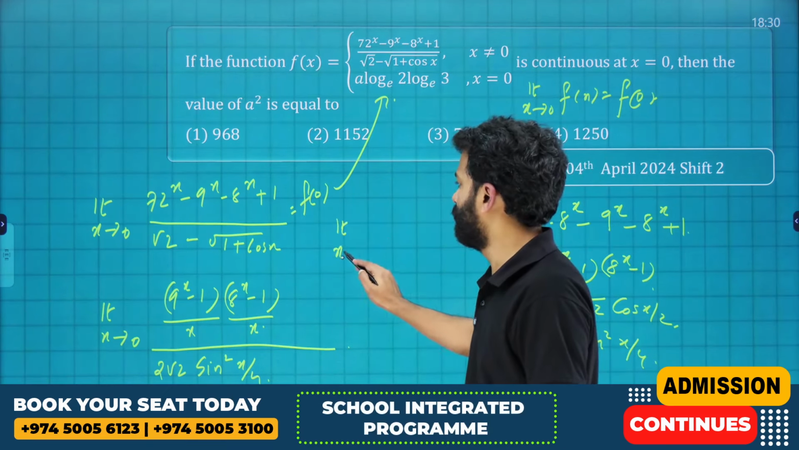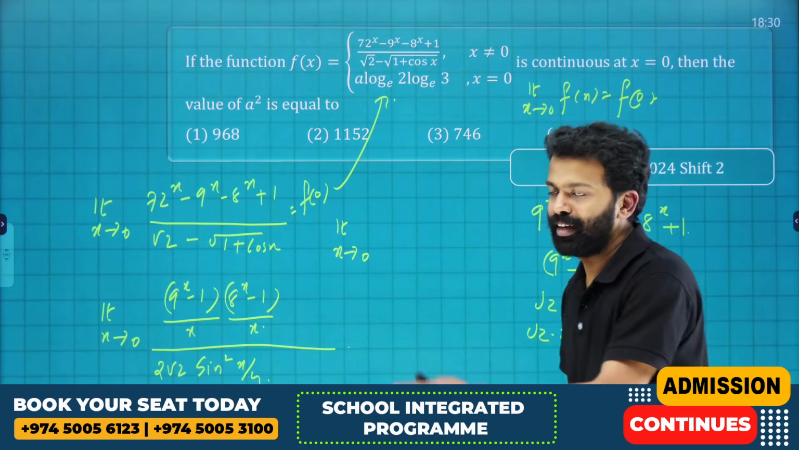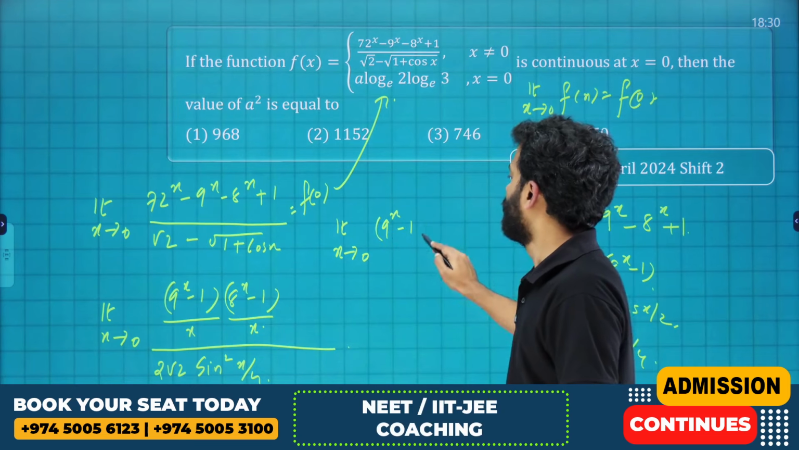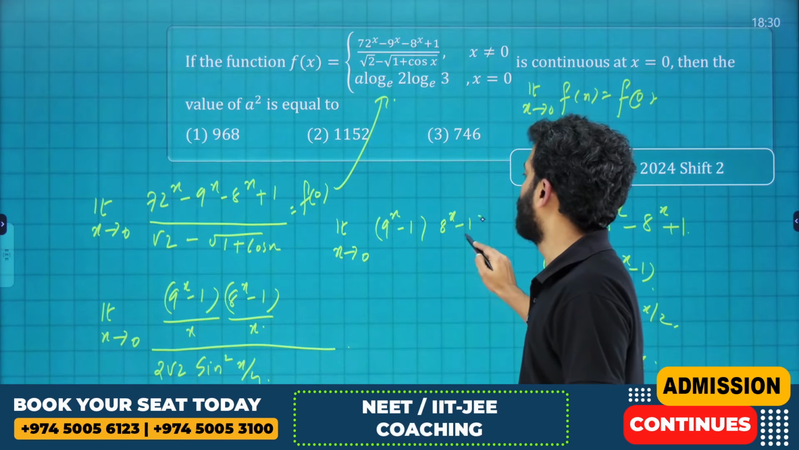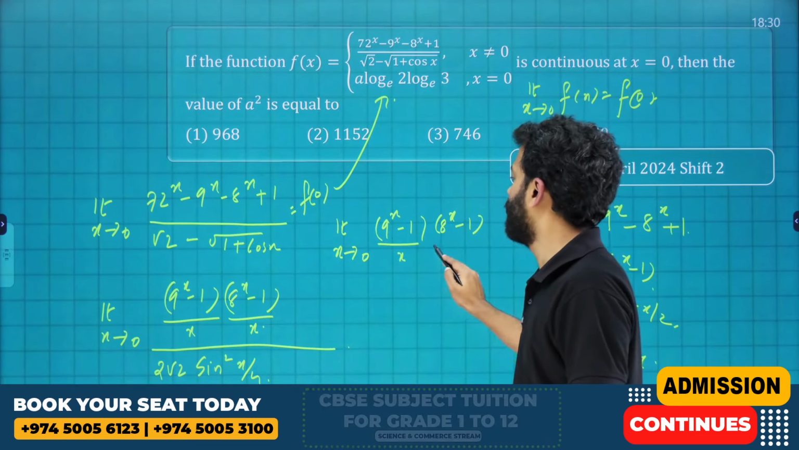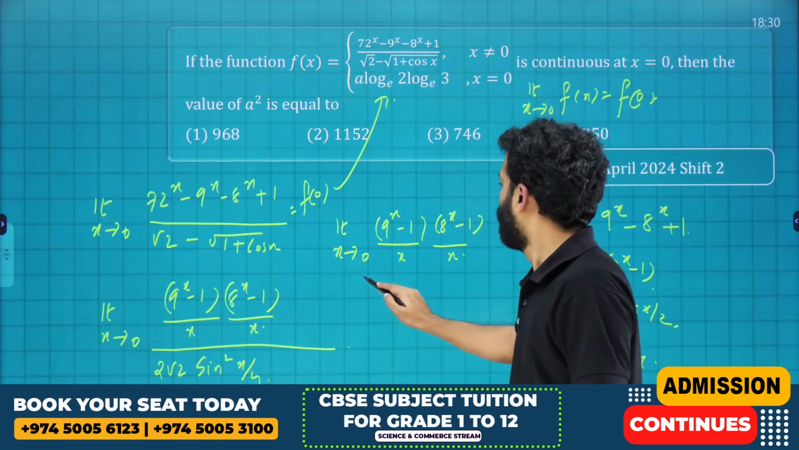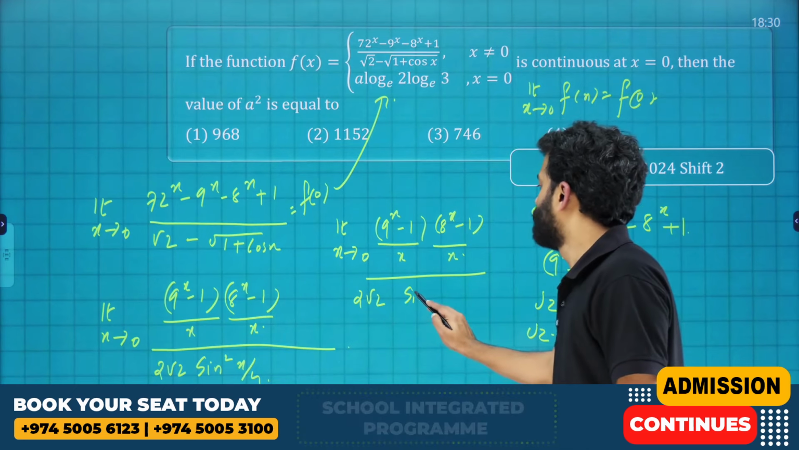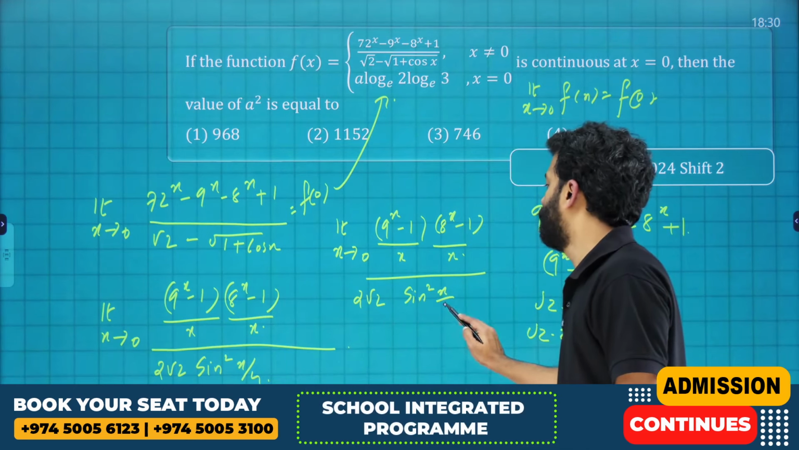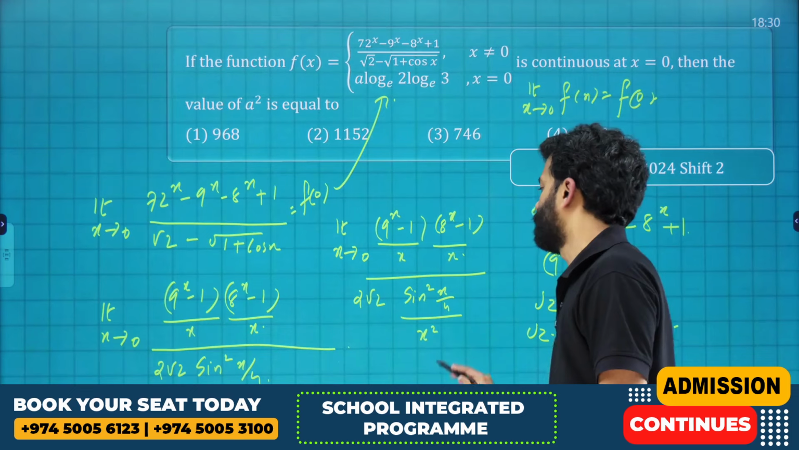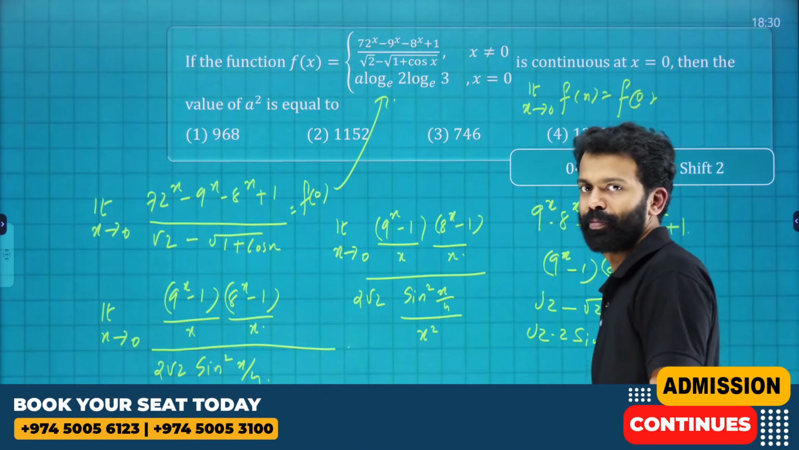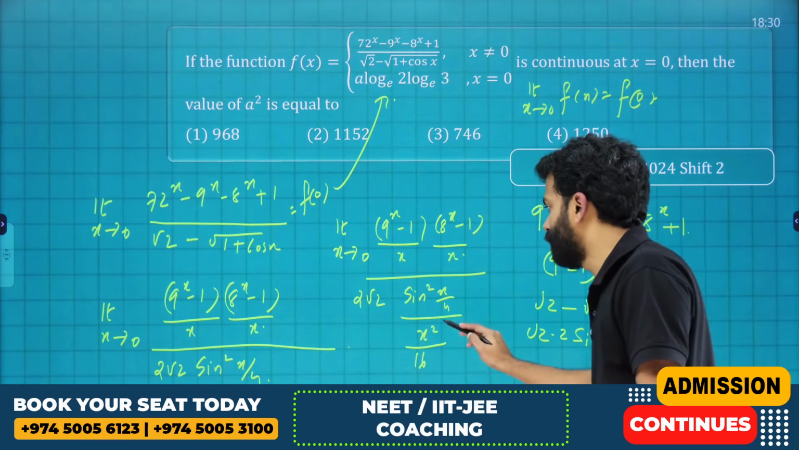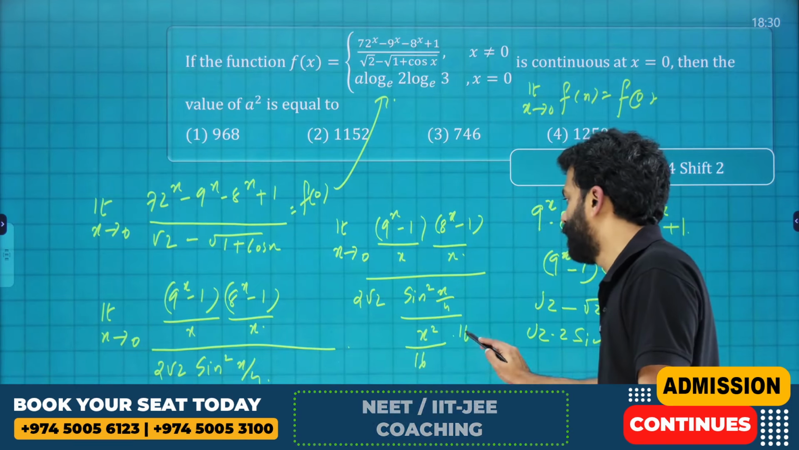That can be written like limit x tends to 0, and this can be written like (9 raised to x minus 1) into (8 raised to x minus 1), divided by x over here and divided by x over here, whole divided by 2 root 2 into (sin square x by 4) divided by x square. So what should be needed here? The thing that is needed here is 16, the square of this one. To balance it, 16 should be added here.